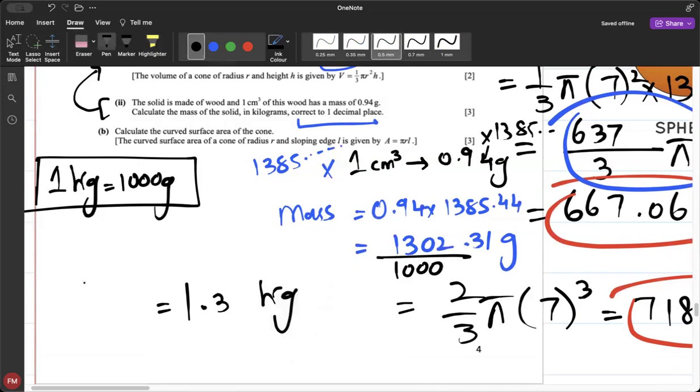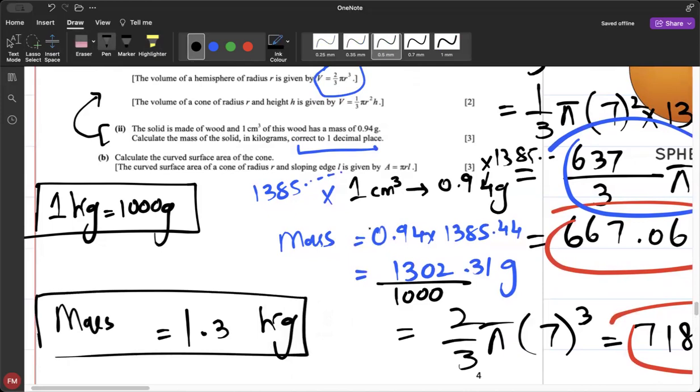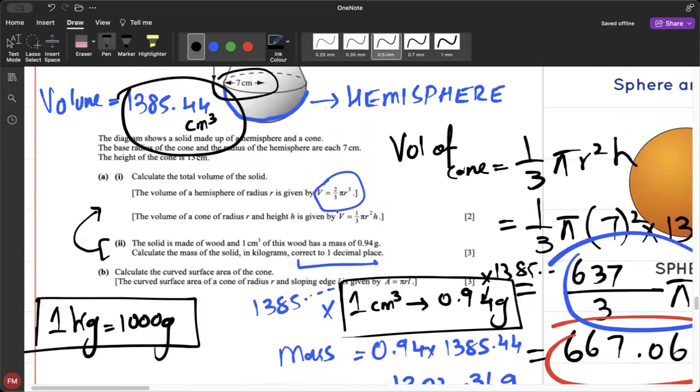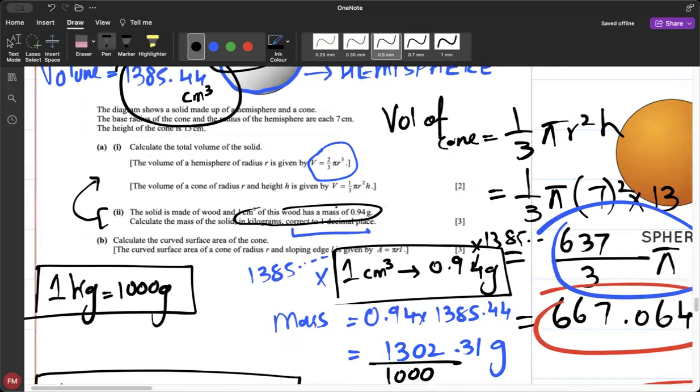If this did not make sense, please try to watch that again. I just wrote the question. I knew 1 centimeter cube represents this. I got 1385 centimeters cube. I multiplied it on both sides. That gave me the answer in grams. Why? Because 1 centimeter cube represents this much grams. So that's how you do it.